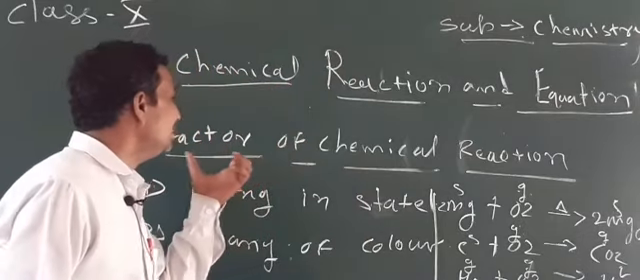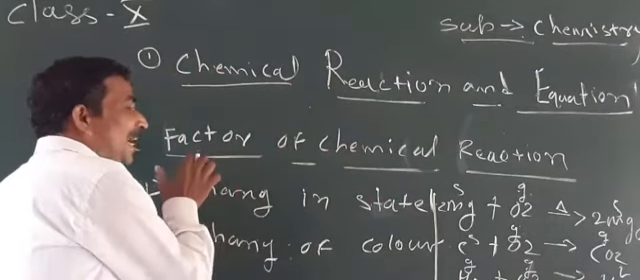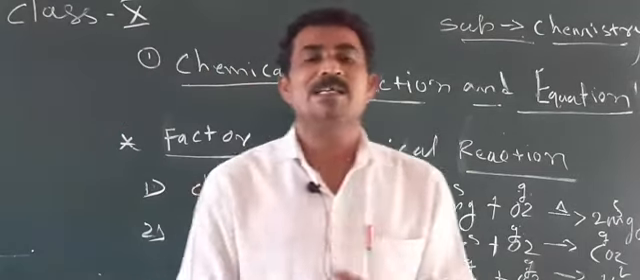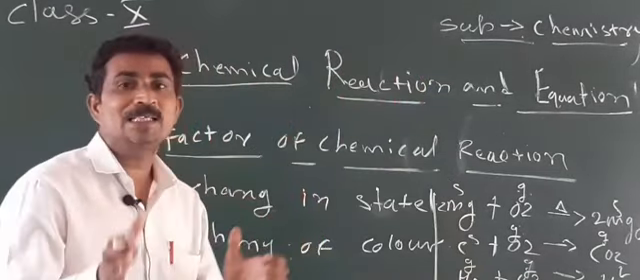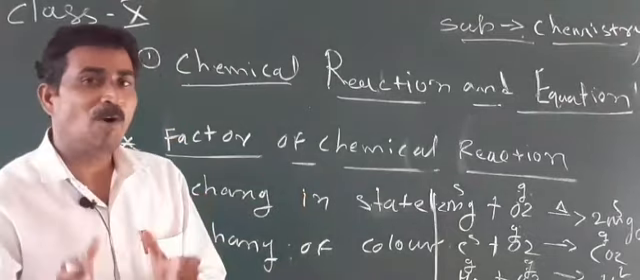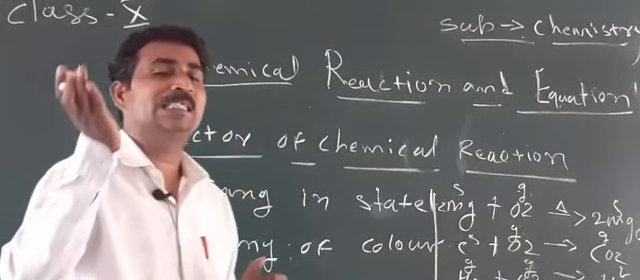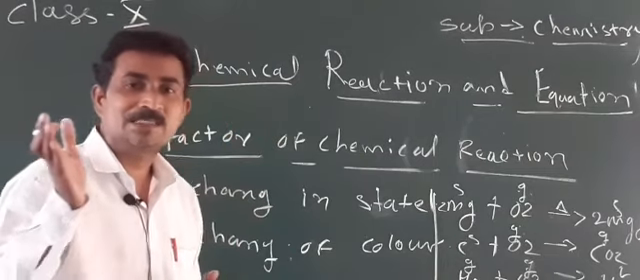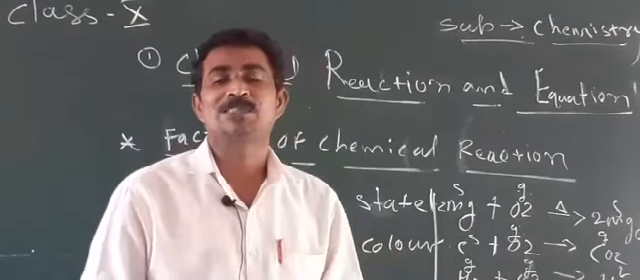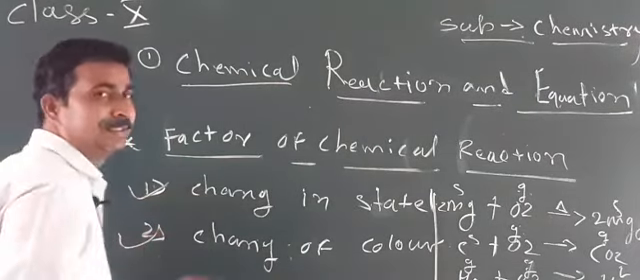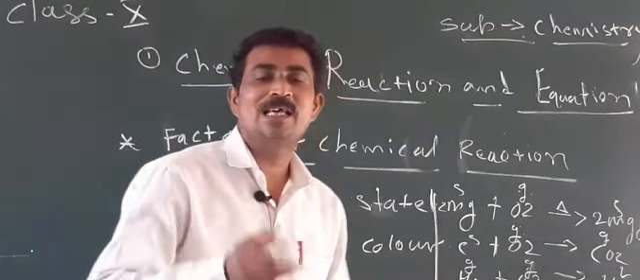So the first factor of a chemical reaction is that in a chemical reaction, the matter, whether compound or element, changes its state. This is the first point we learned. Second, we are learning change in color.